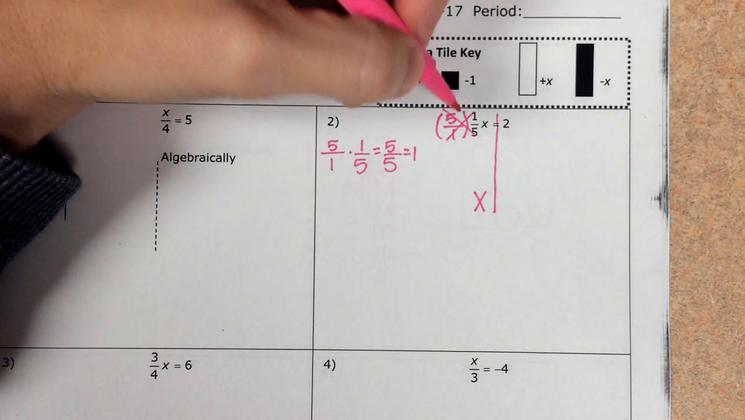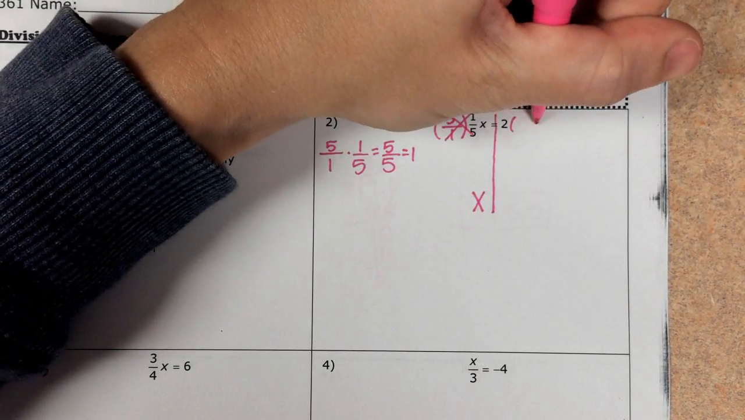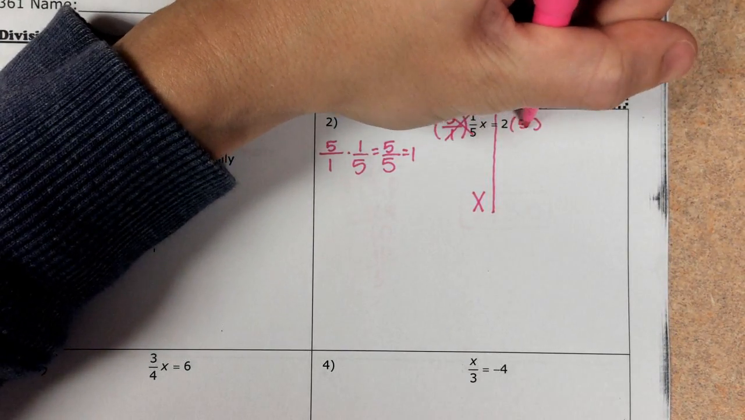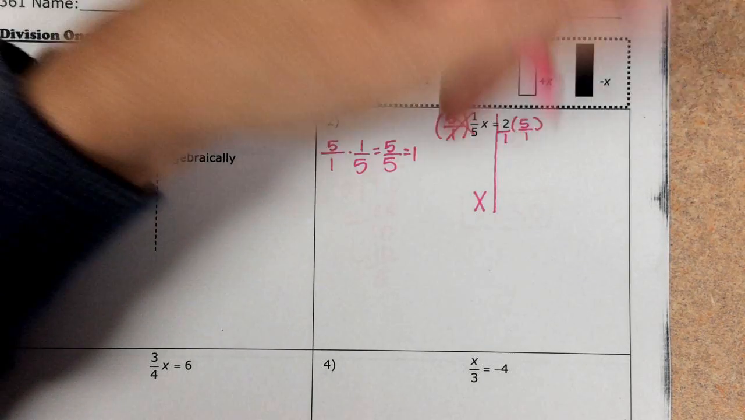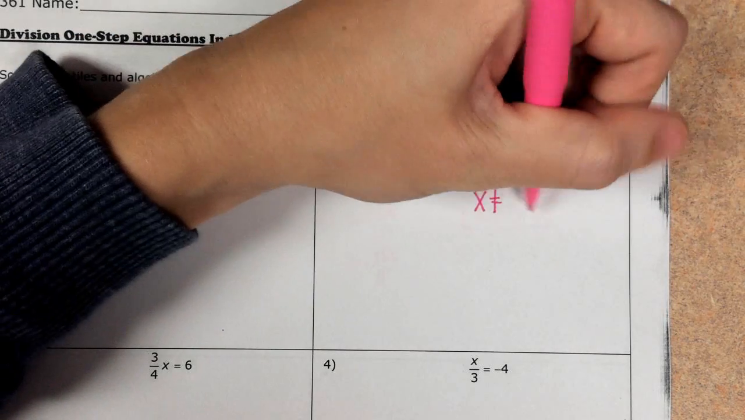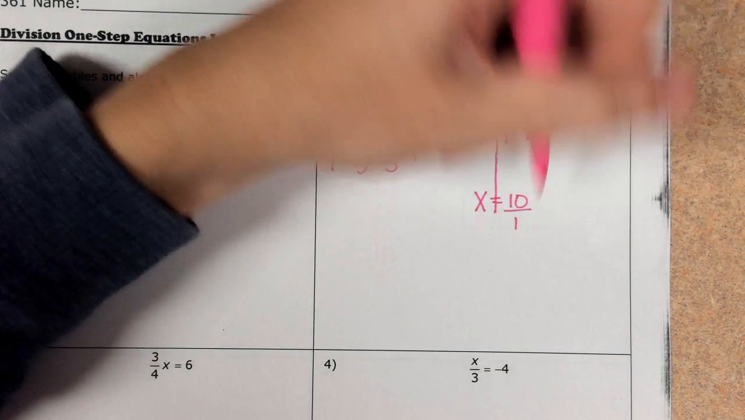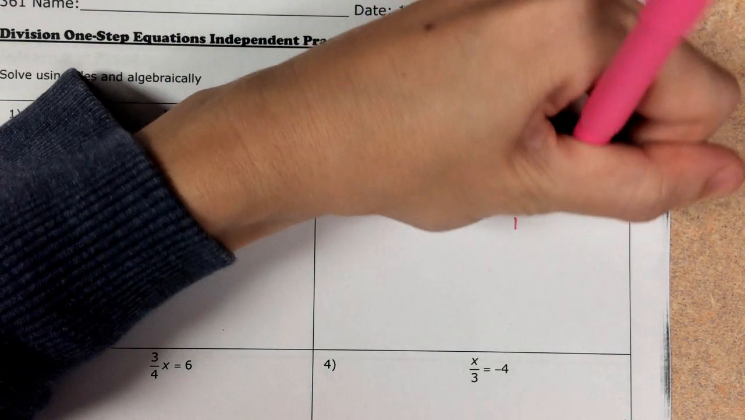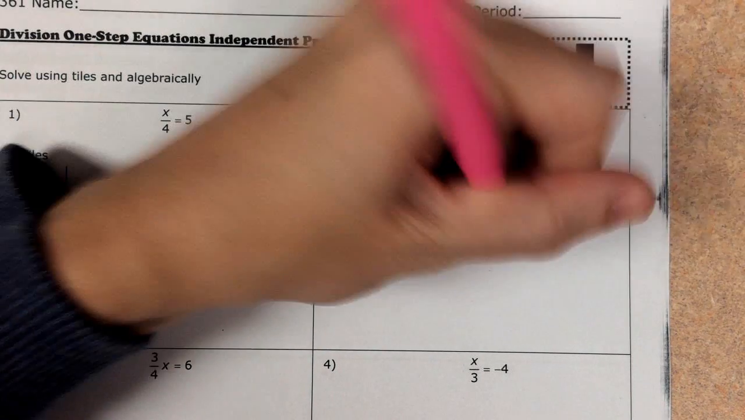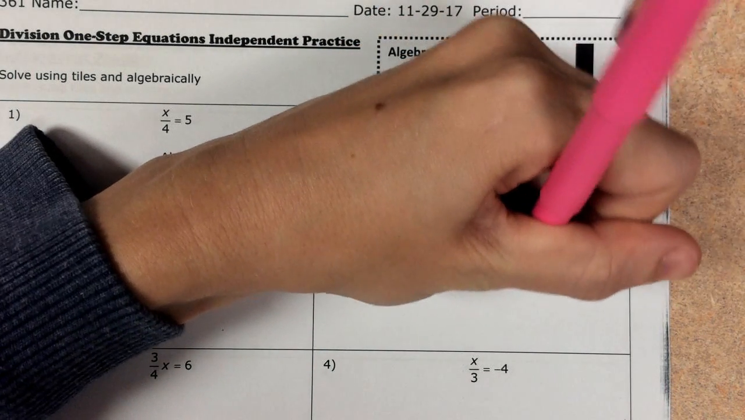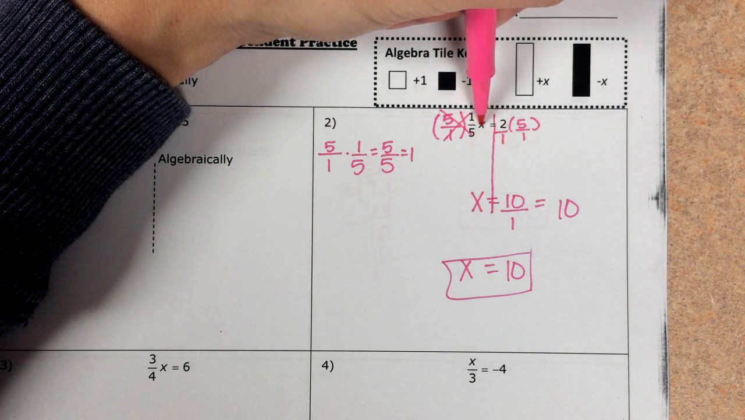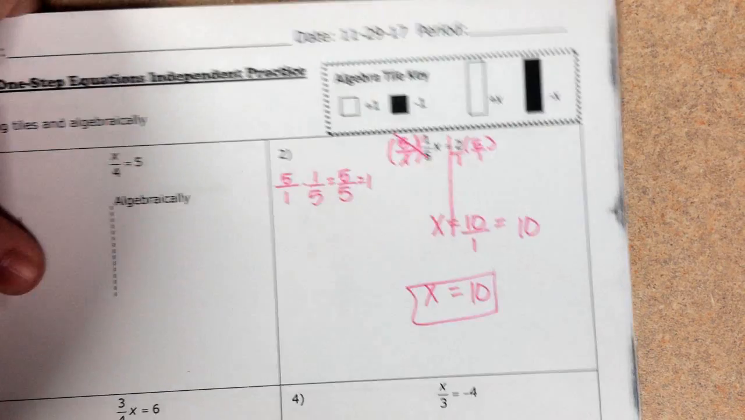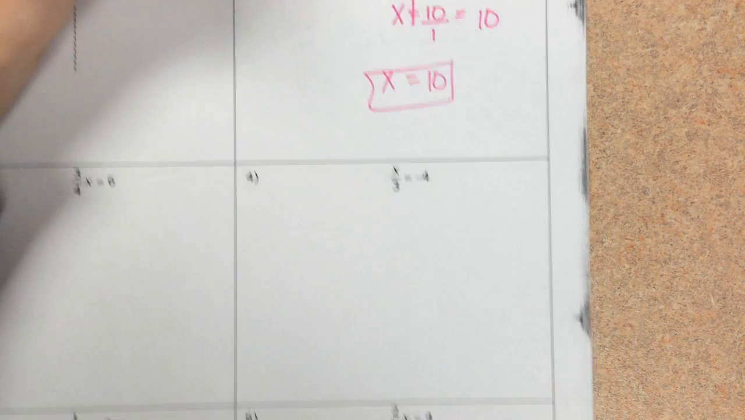Now I'm also going to do the same on the other side. I'm going to multiply by 5 over 1, and I can put that 2 over 1 if I need to when I multiply. 2 times 5 is 10 over 1, and that is equal to 10. So x is equal to 10 on this problem. And it kind of makes sense, guys, because 1/5 of 10 is equal to 2 if I plug it back into the equation. Let's look at number 4 right below that.